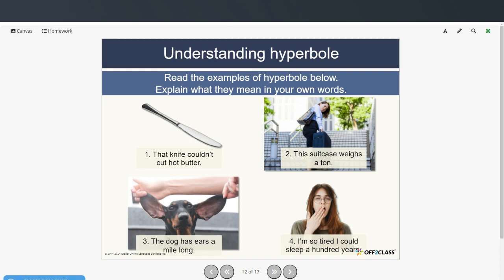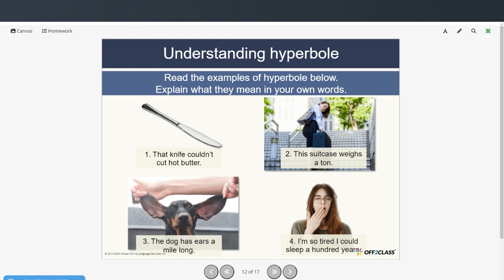Well, this would be hyperbole to mean the knife is really dull. It's not sharp. It needs to be sharpened. This suitcase weighs a ton. Well, it doesn't literally weigh a ton. It just means it is very heavy. The dog has ears a mile long. Well, they're not literally a mile. It just means the dog has very long ears.